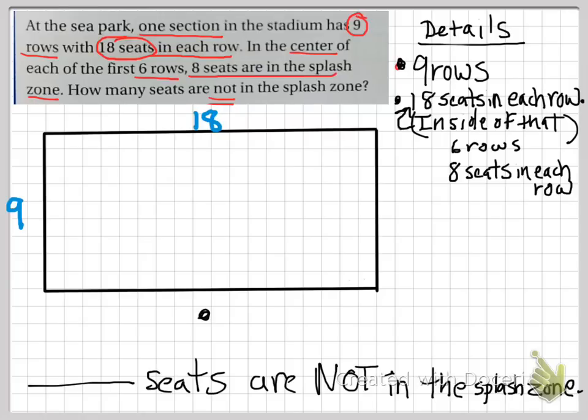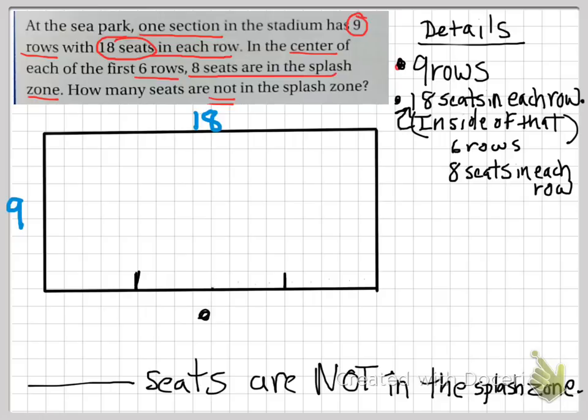1, 2, 3, 4, 5, 6, 7, 8, 9. Right here is the center. And it's 8, so I'm going to count out 4 each way. 1, 2, 3, 4. 1, 2, 3, 4. Okay. So that's 8 total. I'm going to erase that little mark in the middle there. That's right in the center.